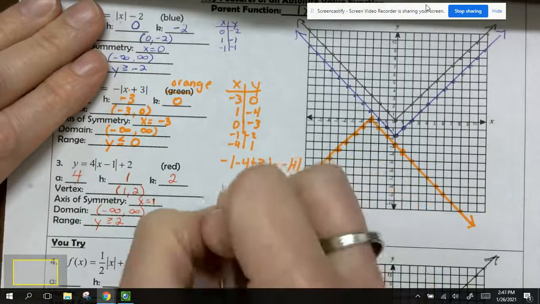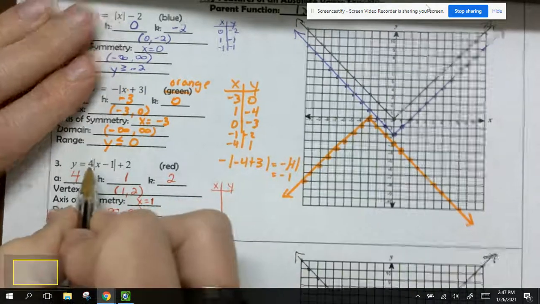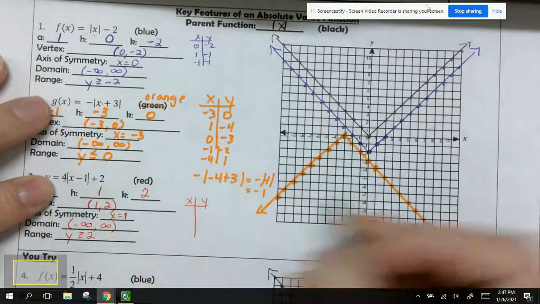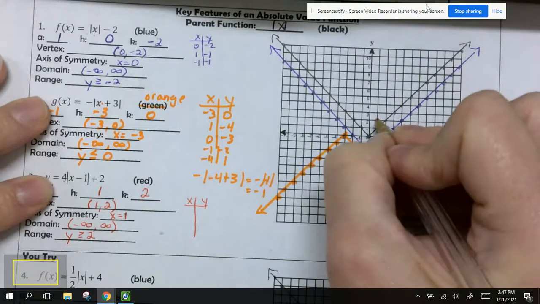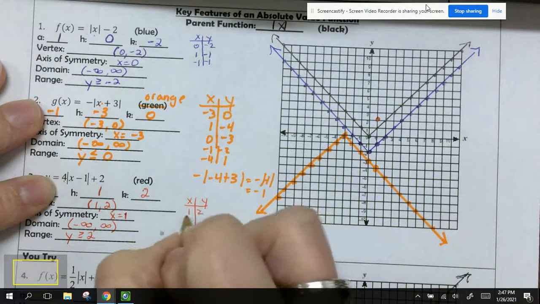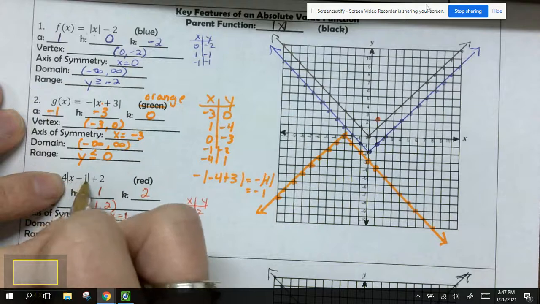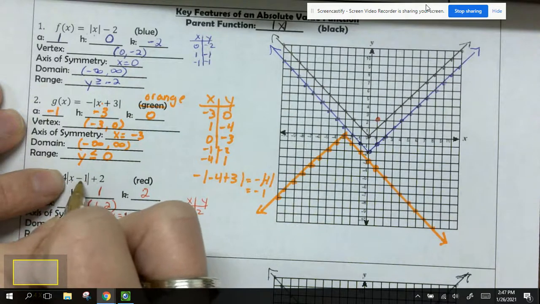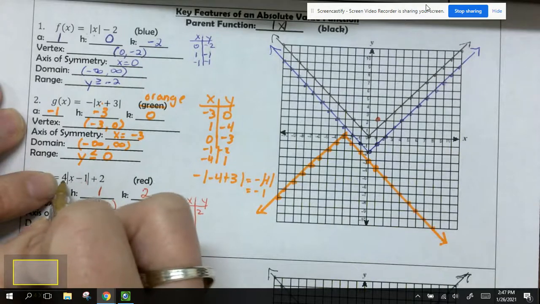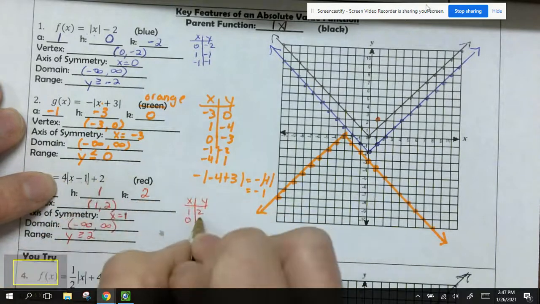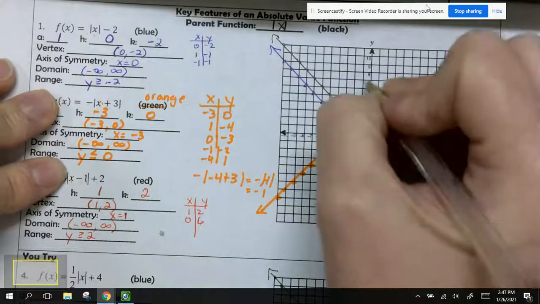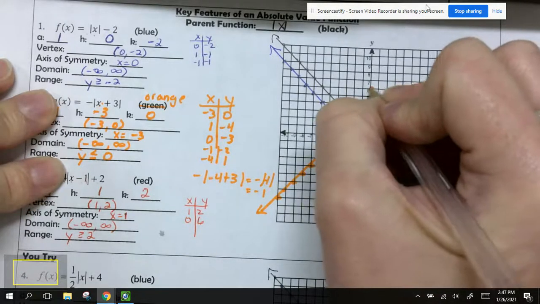All right, so I'm going to do a little T-chart here and come up with some points because this 4 out here is kind of going to make this look a little bit different, okay? And I'll show you what I mean by that. So we've got the point 1, 2. That's this point right here. What if I put in a 0? 0 minus 1 would give me negative 1, but the absolute value of negative 1 would be 1. And then 1 times 4 would be 4, plus 2 would be 6. So at 0, I'm going to get 6, which is way up here.